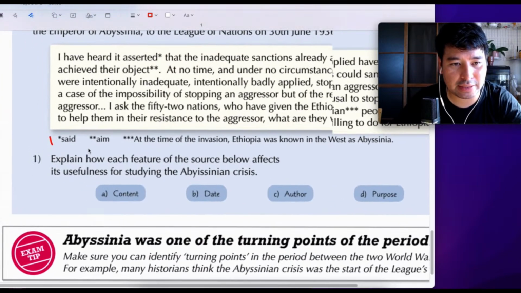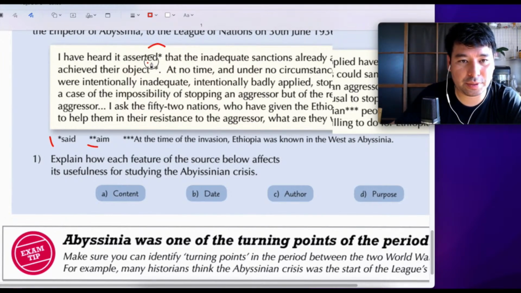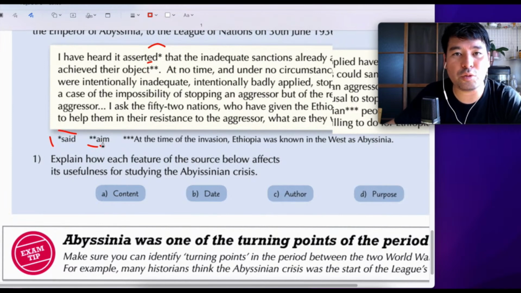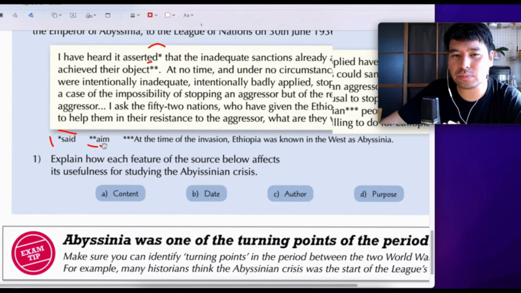Then down below we have this short information, which is set and aim. At the time of the invasion, Ethiopia was known in the West as Abyssinia, as I told you before. At that time the country was called Abyssinia, not Ethiopia. In these two parts we have "I have heard it asserted" and "achieve their object." Asserted means that someone said that, and the object means the aim, the goal, what they were looking for. Okay, so this is the reading.